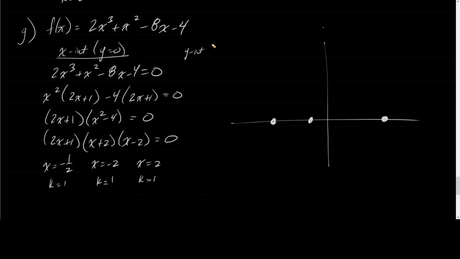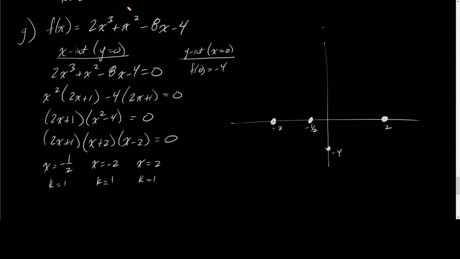So the y-intercept is when x equals 0. So when I plug 0 into the function, that gives me f of 0, which is negative 4. So at negative 4, I've got an intercept. And the x-intercepts were at negative 2, negative 1/2, and 2.